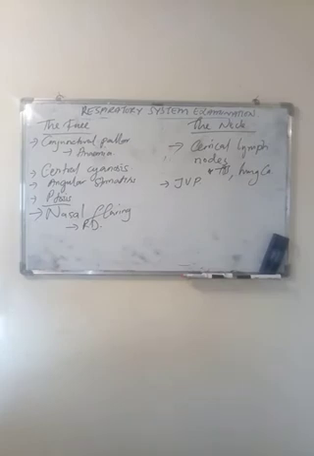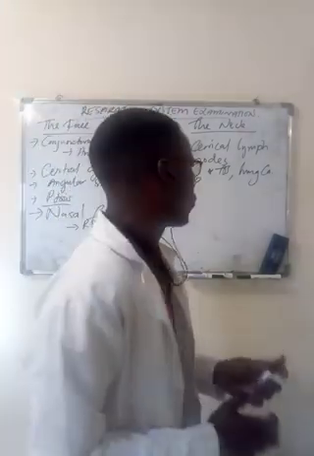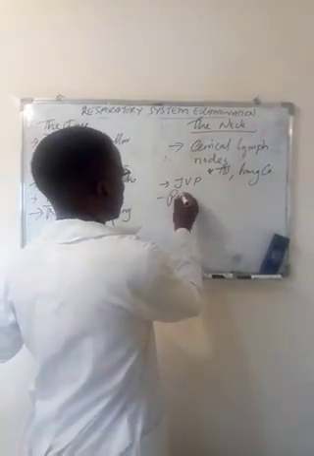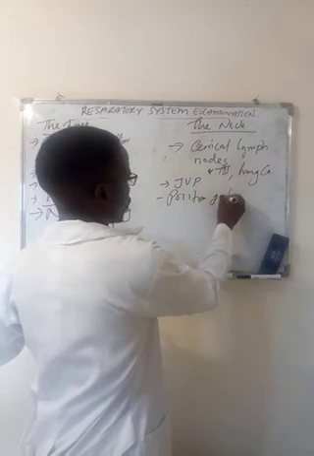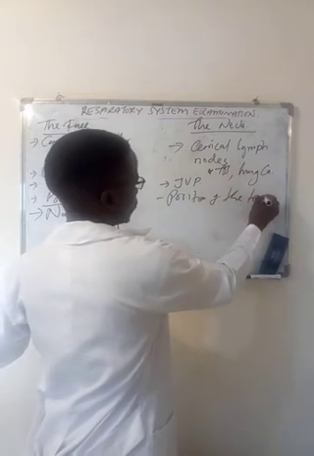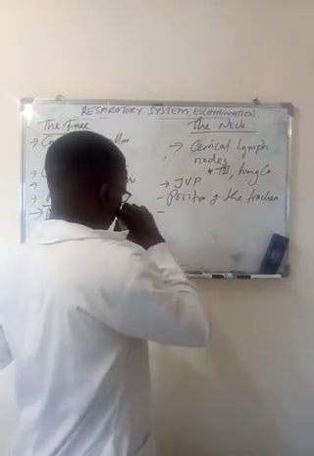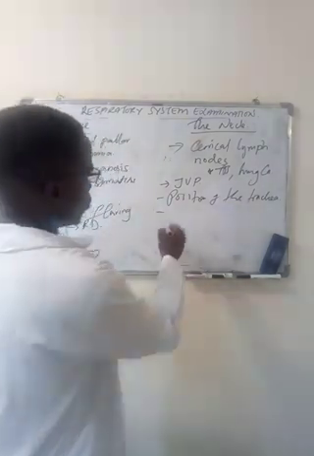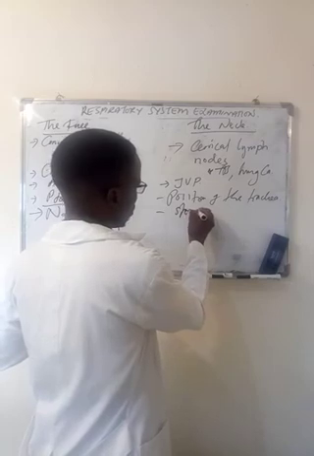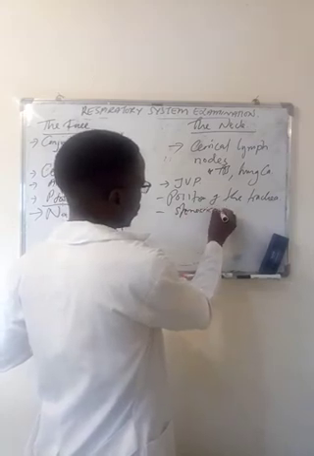Then, other than that, you also look at the position of the trachea, the centrality of the trachea, and what is called the cricosternal distance.